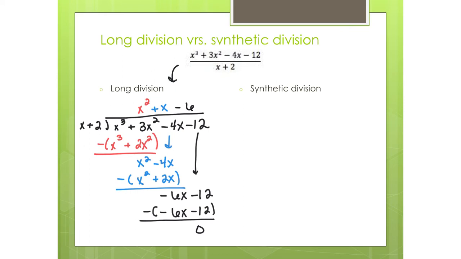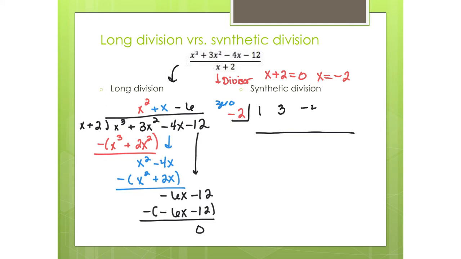Let's look at this new method of division that's called synthetic division. Instead of using the divisor, we're going to take the 0 of the function. That's going to be what would make x plus 2 equal to 0. So that 0 goes in the upper left-hand corner. Now, instead of writing out the whole polynomial, we're just going to take the coefficients in front. So it's 1, negative 3, negative 4, and 12.